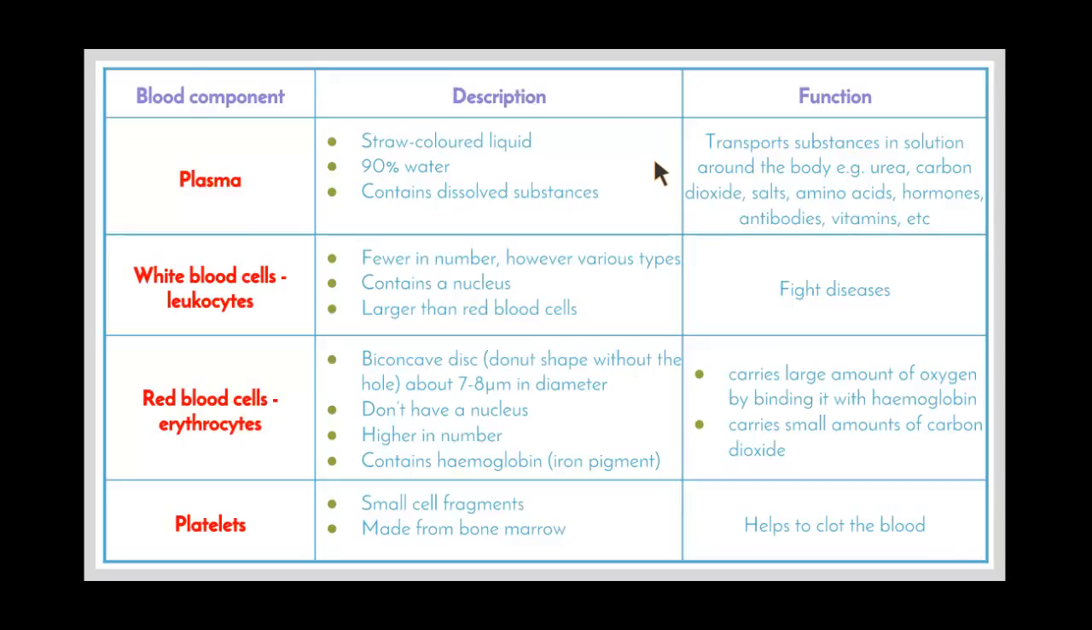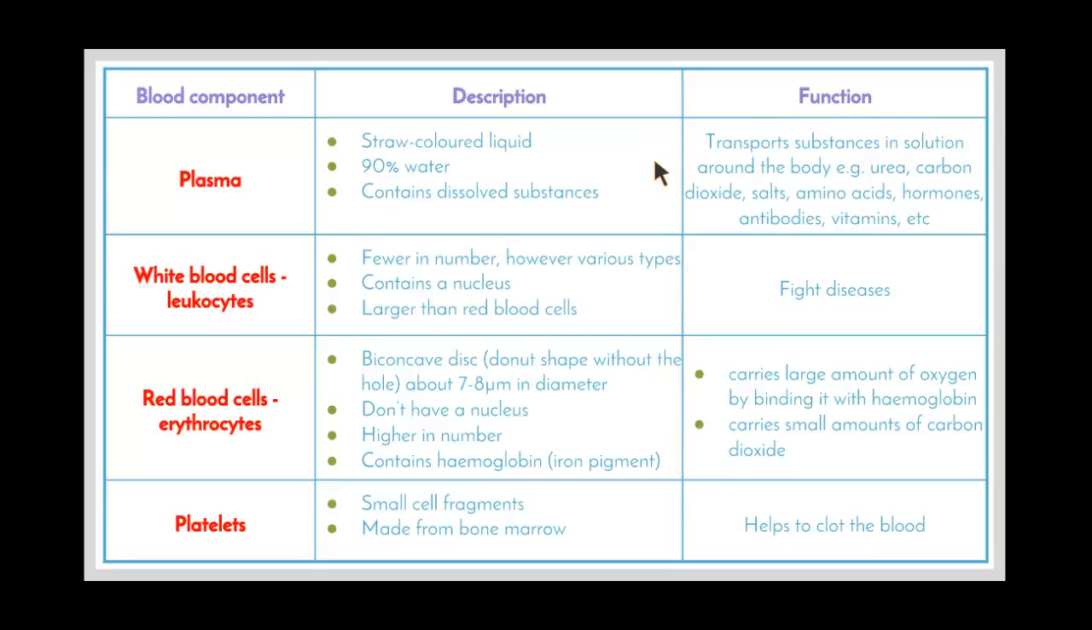Our red blood cells, which are collectively known as erythrocytes, are a biconcave disc shape. So they look a bit like a donut, however, they don't have the hole in the middle, and they're about 7 to 8 micrometers in diameter. They don't have a nucleus, which we'll be having a look at why that is the case a little bit later. They're much higher in number than our white blood cells, and they contain a special molecule called hemoglobin.